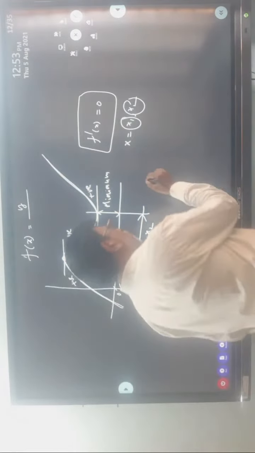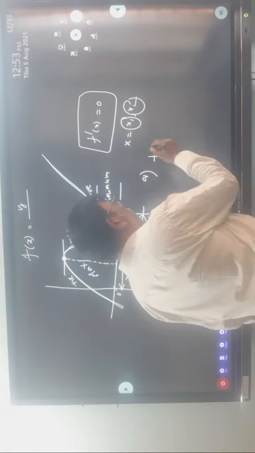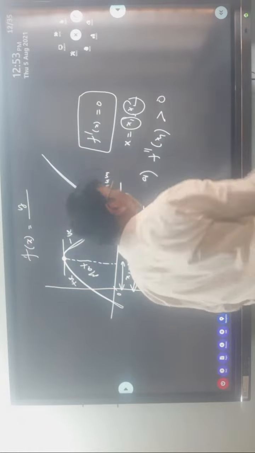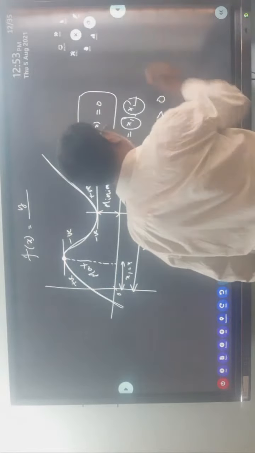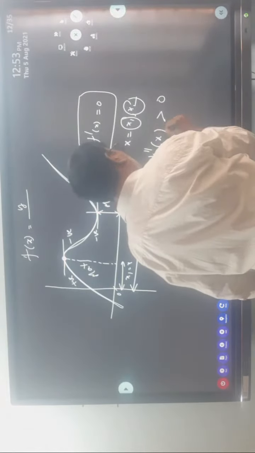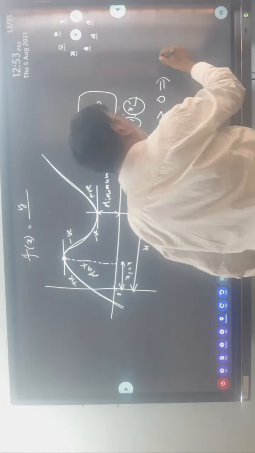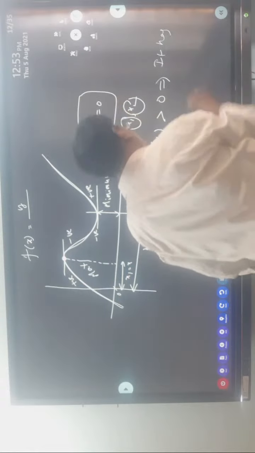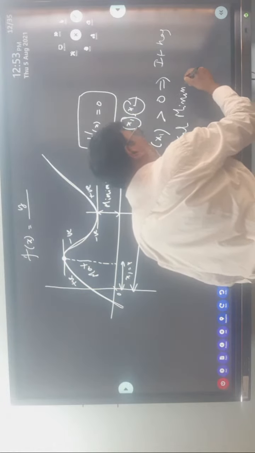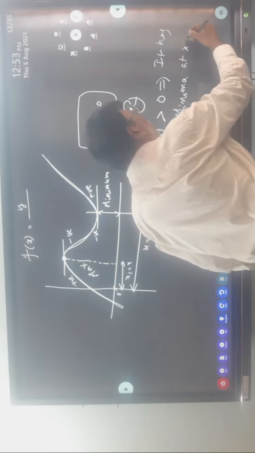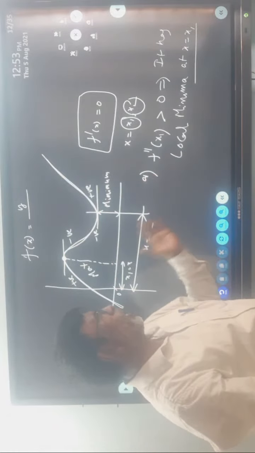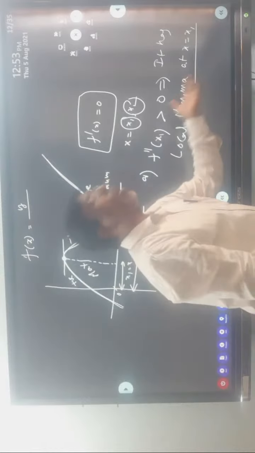Suppose the second derivative f''(x1) is given, and it is greater than 0. Then f''(x1) > 0 means it has a local minimum at x = x1. This is the first concept.